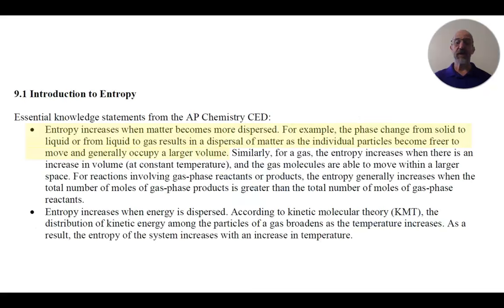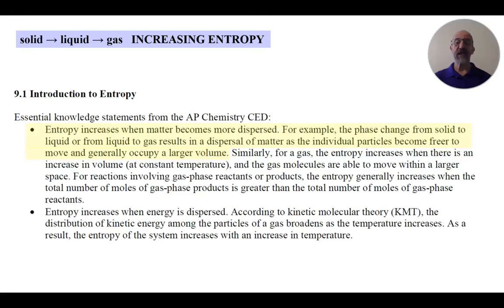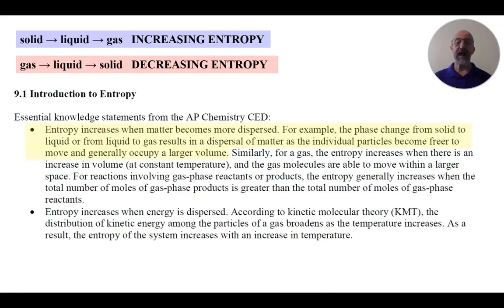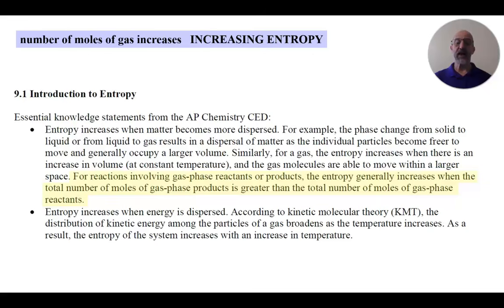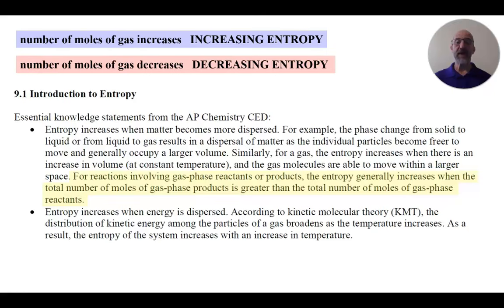Now again, we're looking for the most negative value of delta S, or the most significant decrease in entropy. Just to remind you that entropy increases when matter becomes more dispersed, so therefore, in general, changing from a solid to a liquid to a gas would result in increasing entropy. That means that in the opposite direction, changing from a gas to a liquid or a liquid to a solid, that would result in a decrease in entropy. And then we can also see that the entropy generally increases when the total number of moles of gas phase products is greater than the total number of moles of gas phase reactants. So the decrease in entropy would be a decrease in the number of moles of gaseous substances as we change from the reactants to the products.